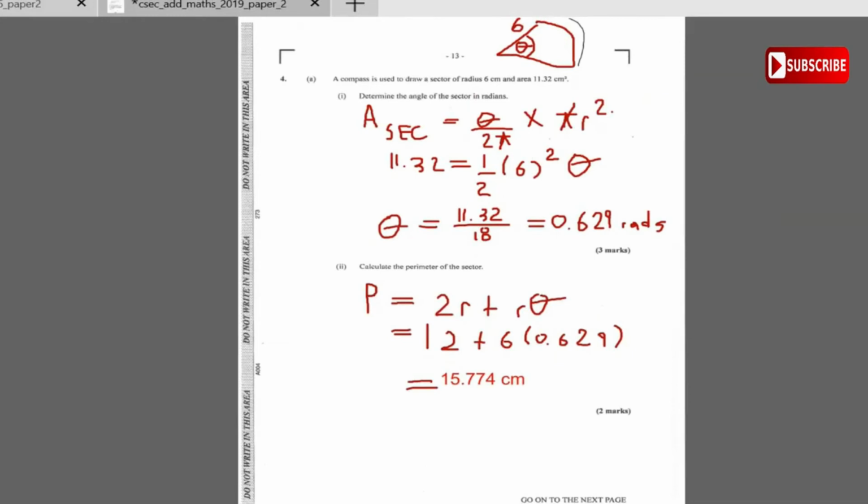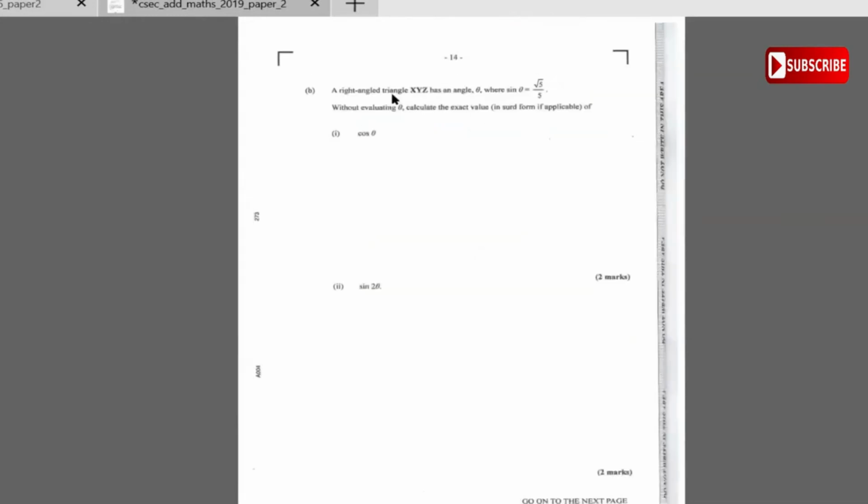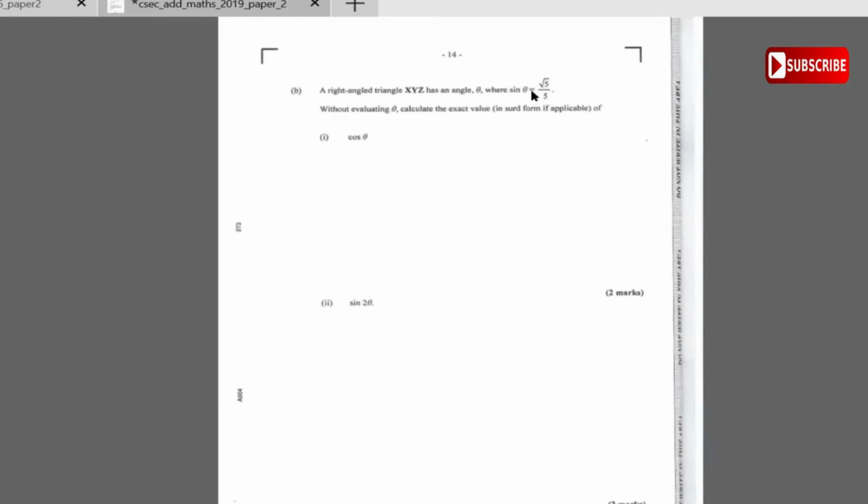After we work that out, then we have this right here. It says a right angle triangle XYZ has angle theta, where the sine of theta is √5/5. Without evaluating theta, calculate the exact value, in surd form if applicable, of cos theta.